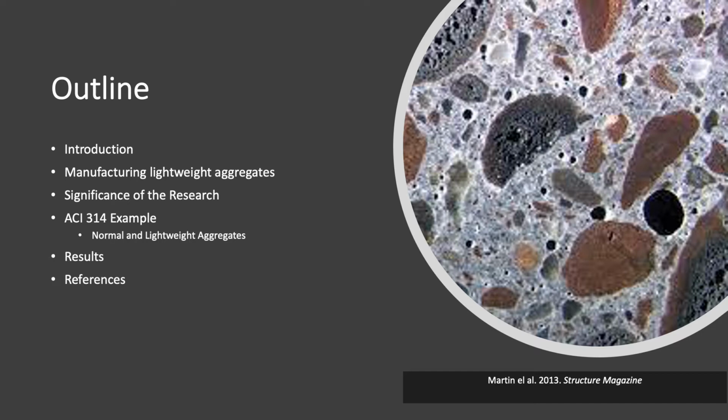This is the outline of my presentation. First, I will give a quick introduction about both lightweight and normal weight aggregates. Then I will talk about the manufacturing process of rotary-kiln produced expanded lightweight aggregates. And then I will provide some significant facts that I found during my research. Then I will do a comparison between lightweight and normal weight concrete by using an example from ACI 314. At the end, I will conclude my results and I will be more than happy to answer any questions.